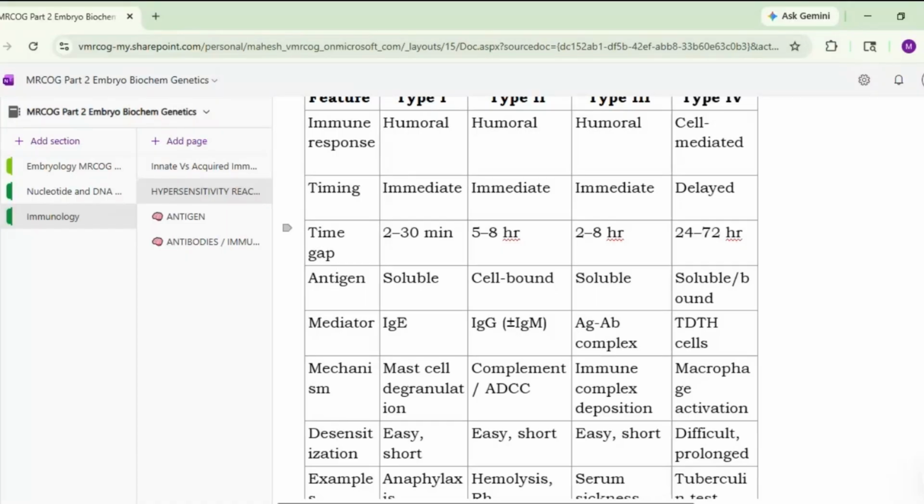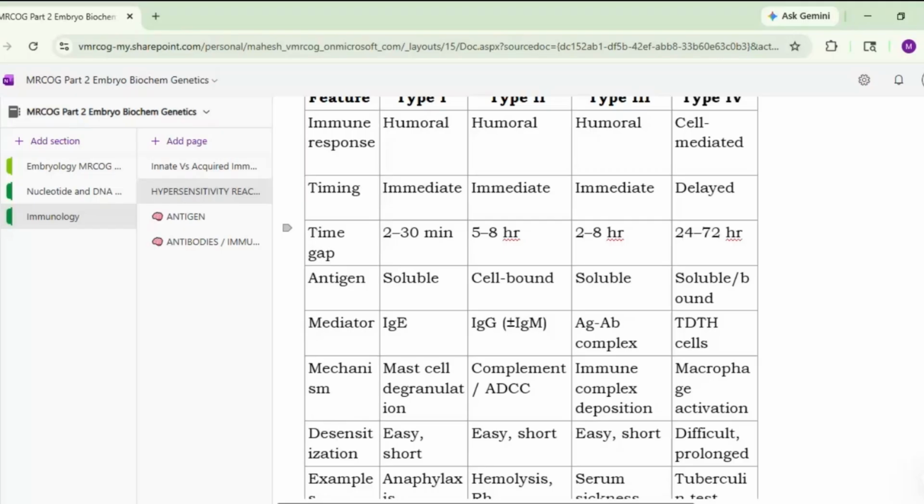The time gap for types 1, 2, 3 is different. The earliest response is with type 1, that is 2 to 30 minutes. Then type 2 is 5 to 8 hours, and type 3 is 2 to 8 hours, while delayed type hypersensitivity is seen 24 to 72 hours after exposure to the antigen.